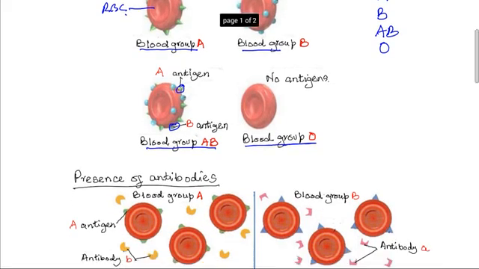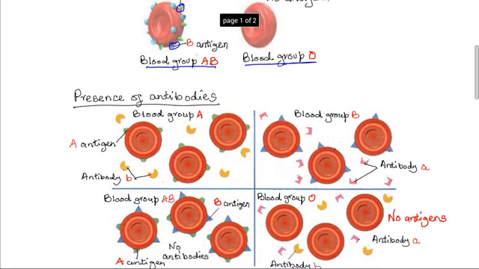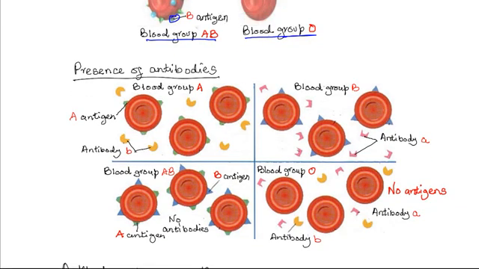Antibody A reacts with antigen A, while antibody B reacts with antigen B. Now, if an individual has antigen A, that is blood group A, he or she cannot have antibody A. So naturally, individuals that have blood group A have antibody B in their plasma. Likewise, those people that belong to blood group B, meaning they have antigen B on their red blood cells, have antibody A.